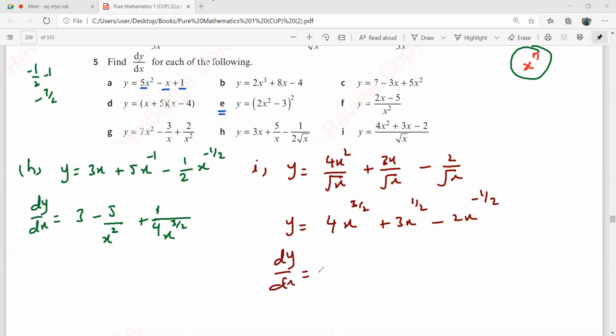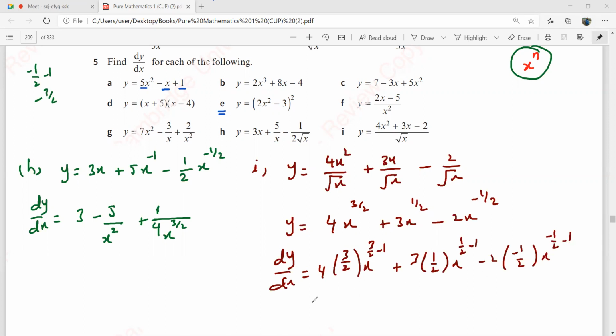That is 4 into 3 by 2, and x to the power 3 by 2 minus 1. Let me write this for you. Plus 3 into half, and x to the power half minus 1. Minus 2 into minus half, and x to the power minus half minus 1. So 2 2s are 4. This is 6 under root x. This one is plus 3 by 2 under root x. This one is plus 1 over x raised to power 3 by 2.